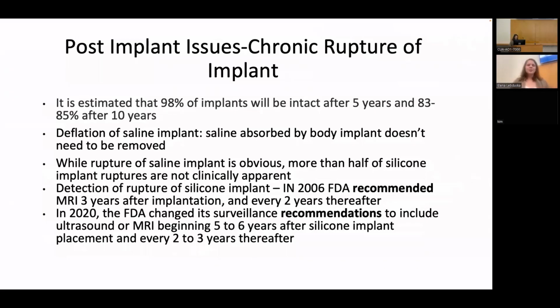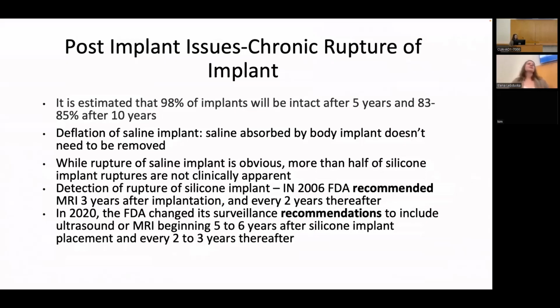The problem is when we have silicone implants, the detection of that is actually very difficult to see. So in 2006, the FDA actually recommended MRI 3 years after implantation and every 2 years thereafter. This was a recommendation that less than 6% of women actually followed through with, mainly for insurance purposes. It's very hard to get insurance to just do screening MRIs for rupture of your silicone implant.